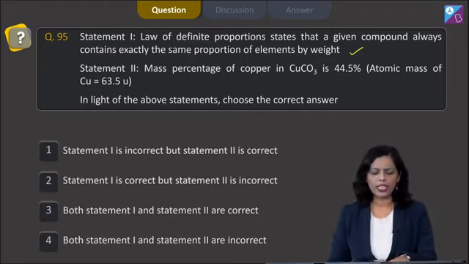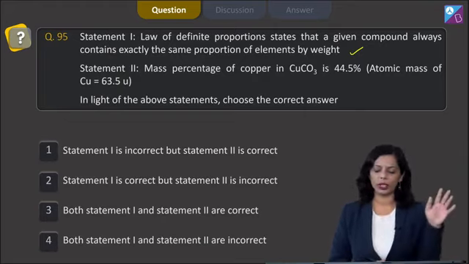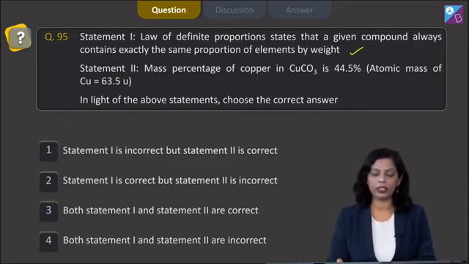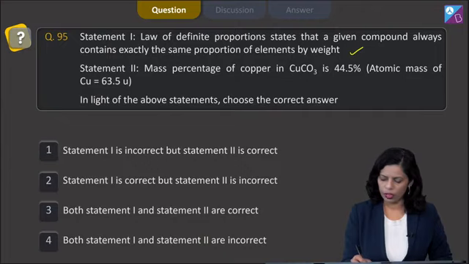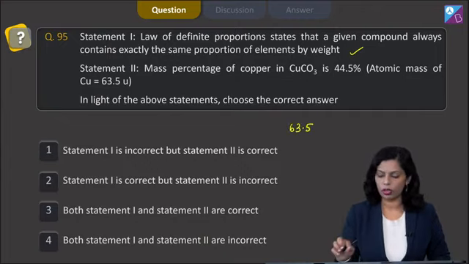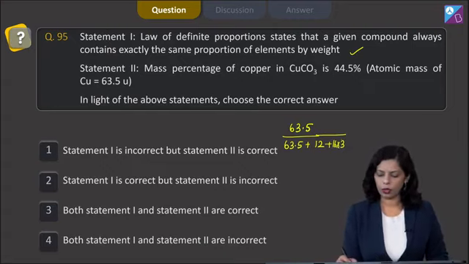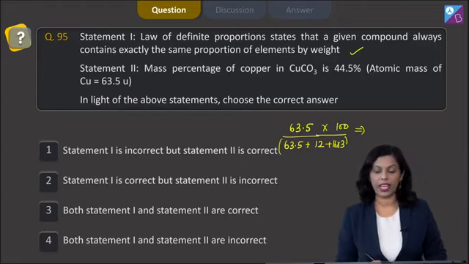The second statement says the mass percentage of copper in copper carbonate is 44.5%. So here you need to calculate a bit. How? You know that the atomic mass of copper, given in the question itself, is 63.5 u, right? So let's calculate the percentage. This would be 63.5, the amount of copper in this compound CuCO3 that we are taking, divided by 63.5 plus 12 for carbon, because carbonate we are taking, and 16 into, how much do I need to multiply? 3. Done? Solve this. And I need to multiply by 100 as well, because we are calculating percentage, right?